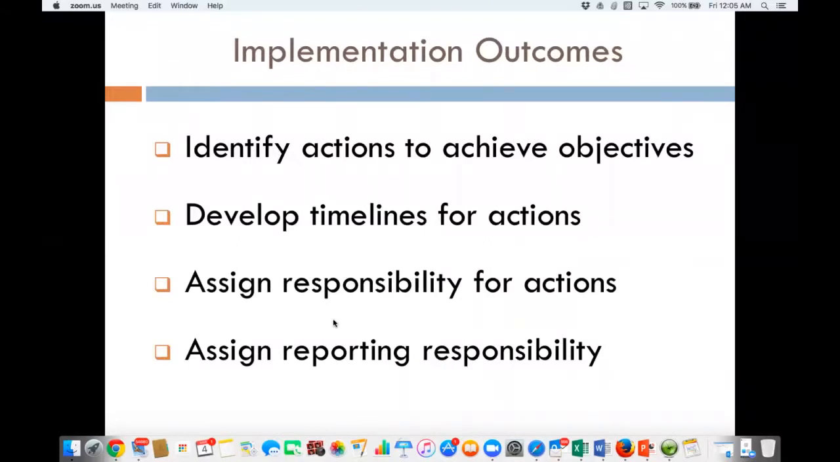Implementation outcomes involve identifying actions to achieve the objective, developing timelines for actions, assigning responsibility for actions, as well as assigning reporting responsibilities.